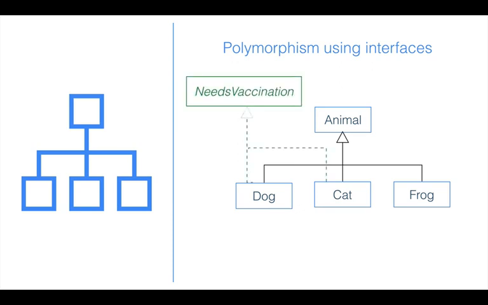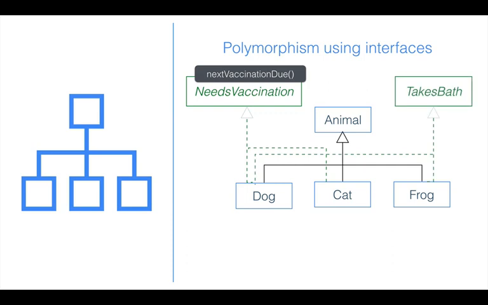For example, we could have a needs vaccination interface with a next vaccination date due that could be used for both dog and cat, but not for a frog. And we could have another interface, takes bath, which would apply to dogs and frogs, but not cats. Let's see how this works in the code.